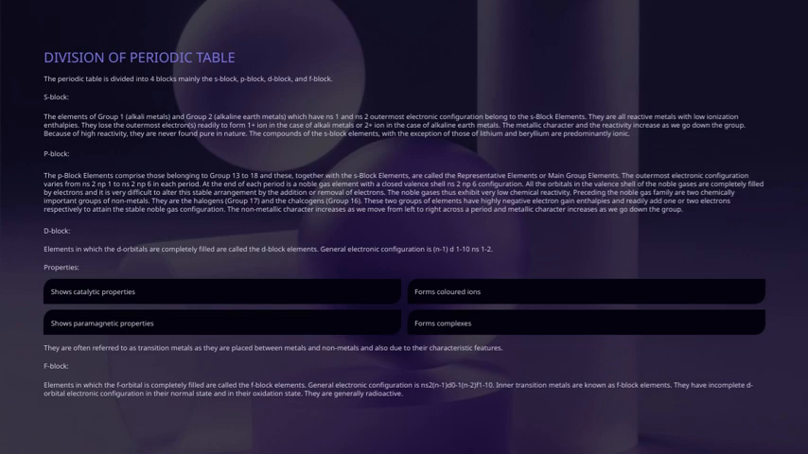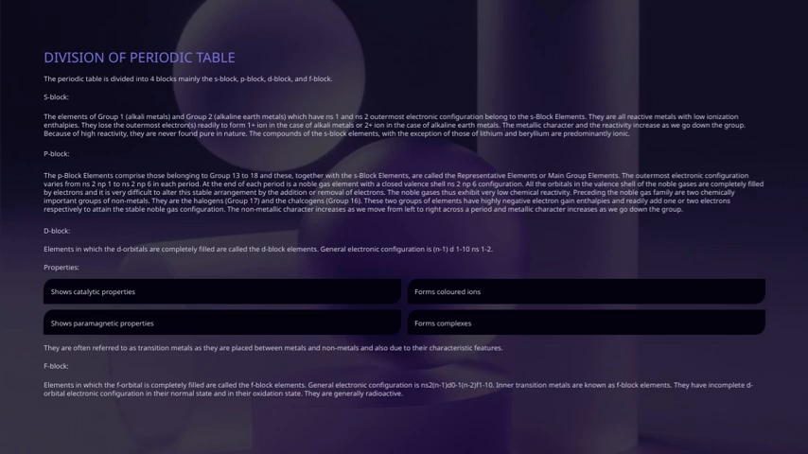Next, the F block elements are often referred to as transition metals because they sit between metals and nonmetals in the table, and they display some characteristic features, such as paramagnetism and catalytic properties. Moving on, the d block comprises elements where the d orbitals are fully filled, with a general electronic configuration of (n-1)d1-10 and ns1-2. These are the D-block elements, also called transition metals as well, because of their unique properties.